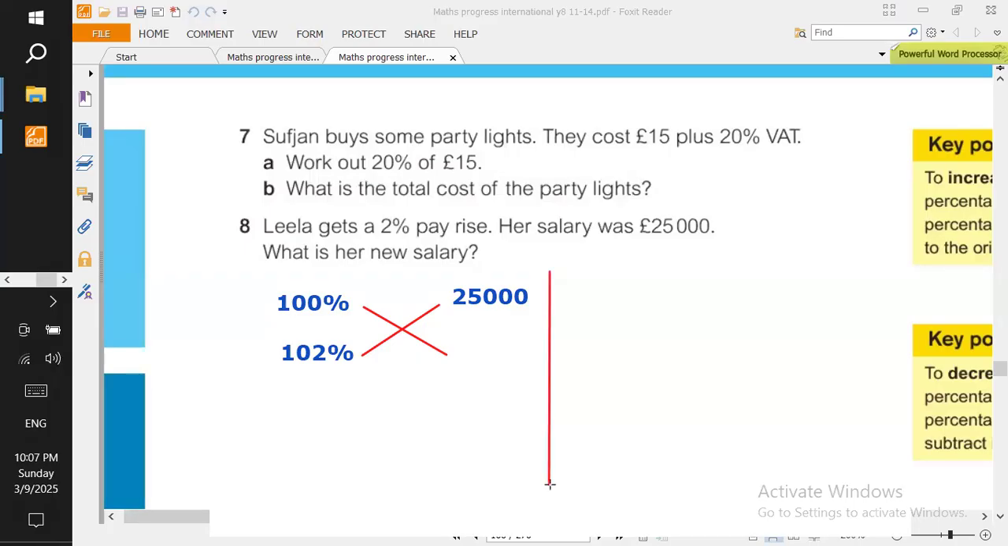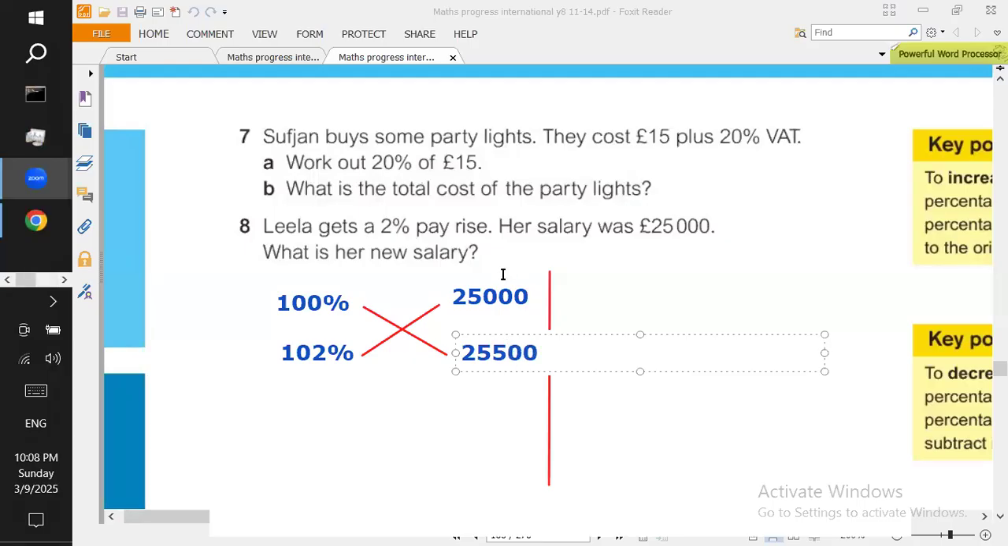Now let's do it very fast. So 25,000 times 102 and then divide by 100. The answer will be 25,500. So the new price will be 25,500. Very good.